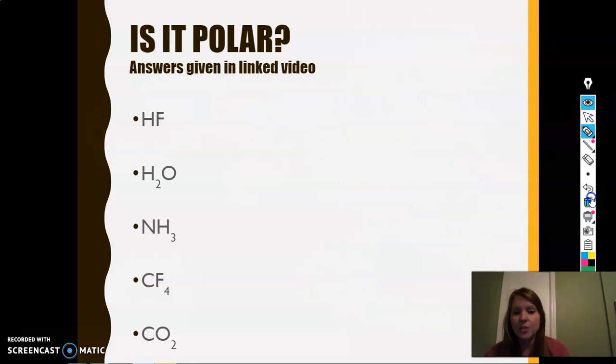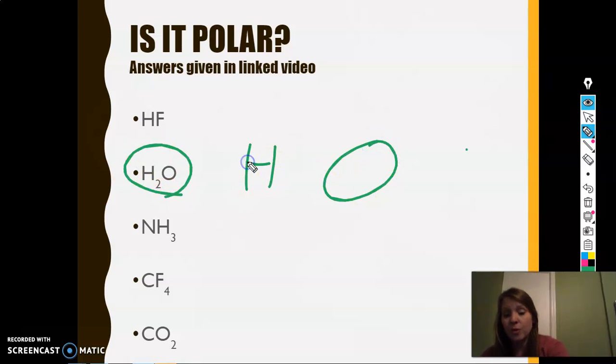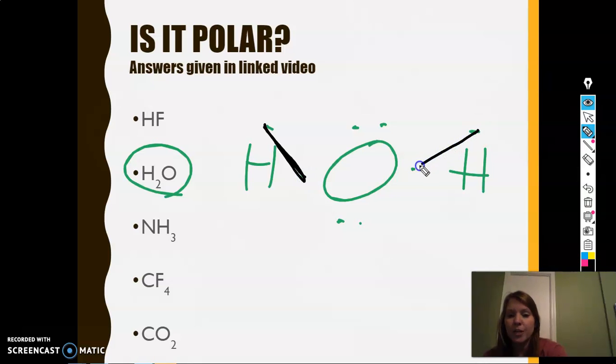So let's look at water, H2O. We know I have 1 oxygen and 2 hydrogens, right? So let's do 1, 2, 3, 4, 5, 6, 1, and 1. Again, a hydrogen wants to have his 2, so we're going to share here. So this hydrogen has 2. We're going to share here. So this hydrogen has 2, and then we're good to go.